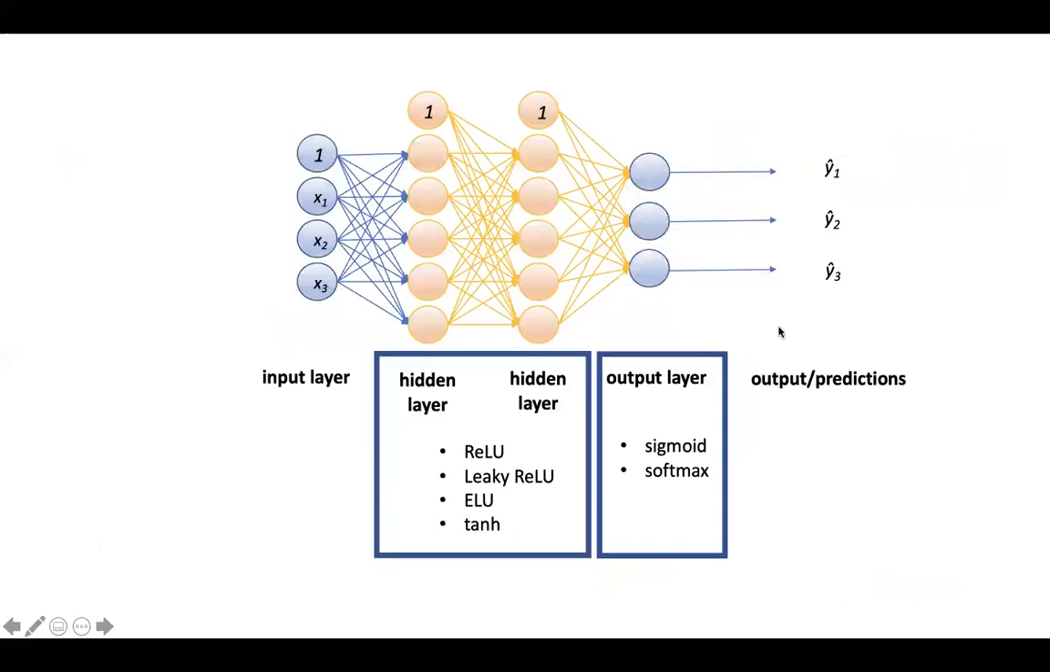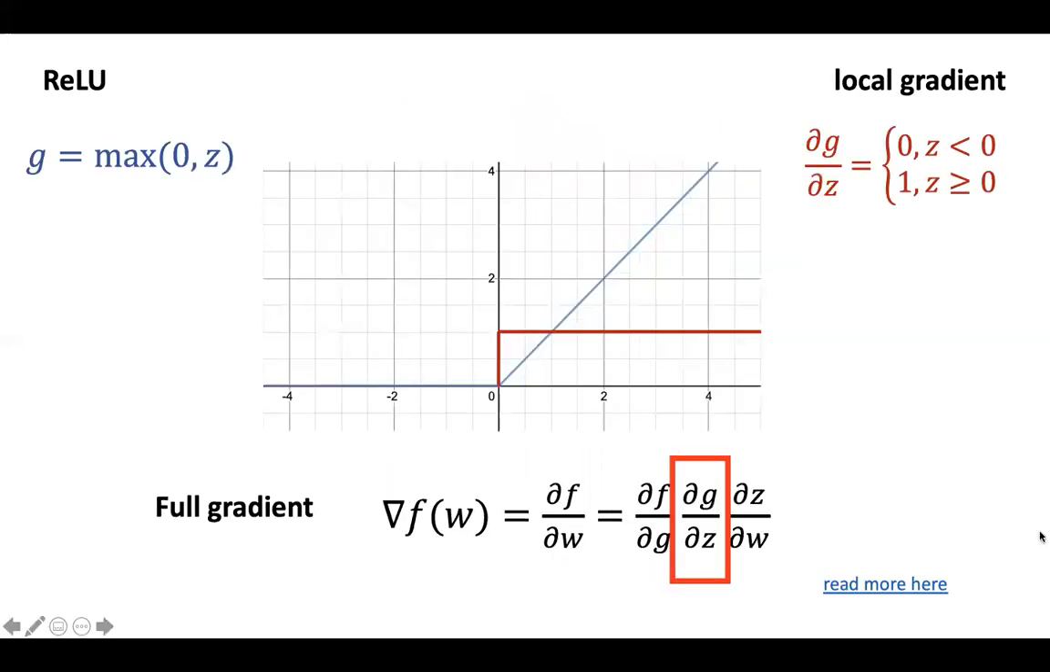So summarizing, the sigmoid function is usually not used in the hidden layers. It is only used in the output layer, with the softmax function, which we'll discuss later. In the hidden layers, the most popular choices are ReLU, leaky ReLU, ELU, and tanh. If you are interested in different versions of these activation functions, you may go to this link here.